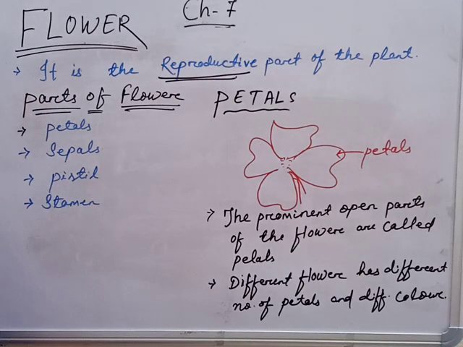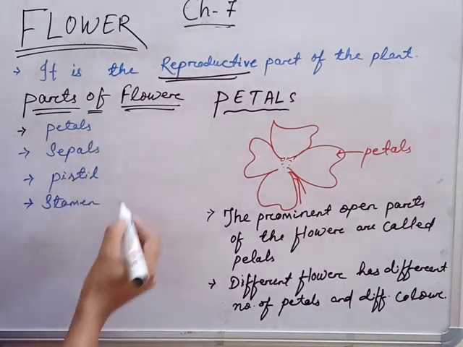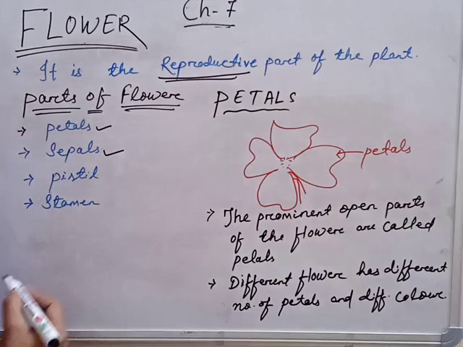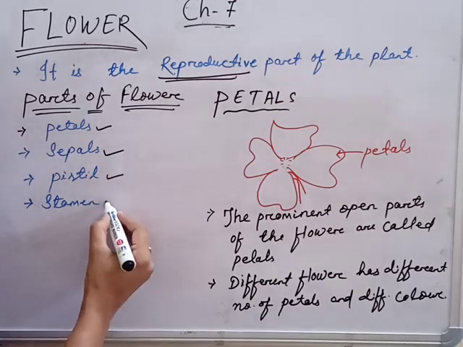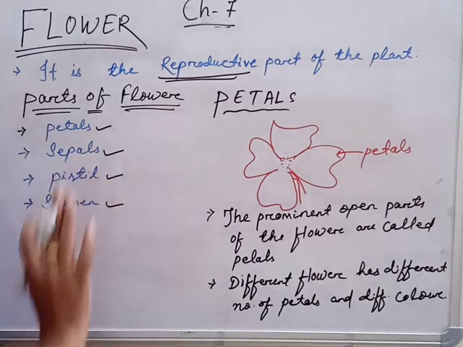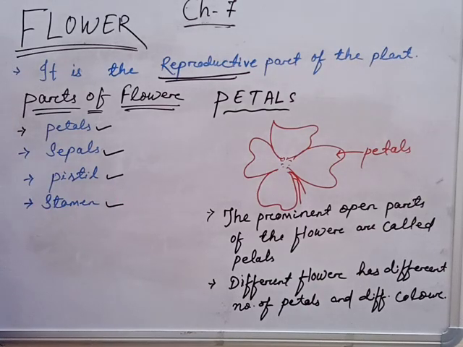Now let's discuss what the different parts of the flower are. So, parts of the flower. First is petals, then sepals, pistil and stem. Let's discuss one by one each and every part of the flower. First one is your petals.